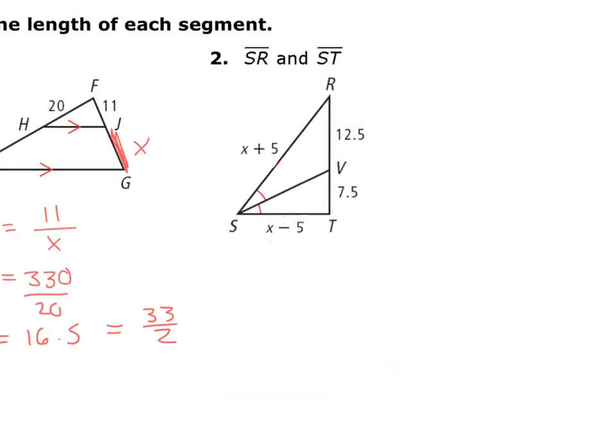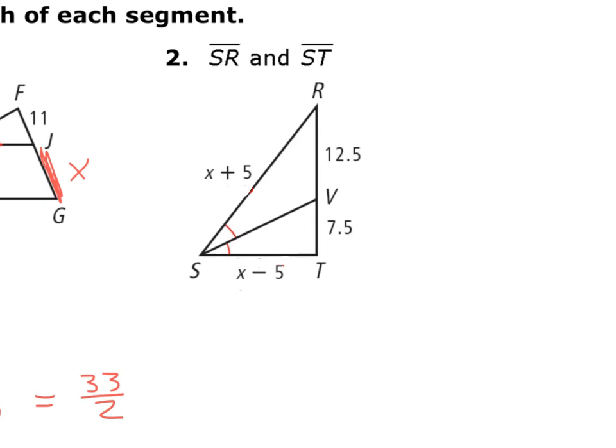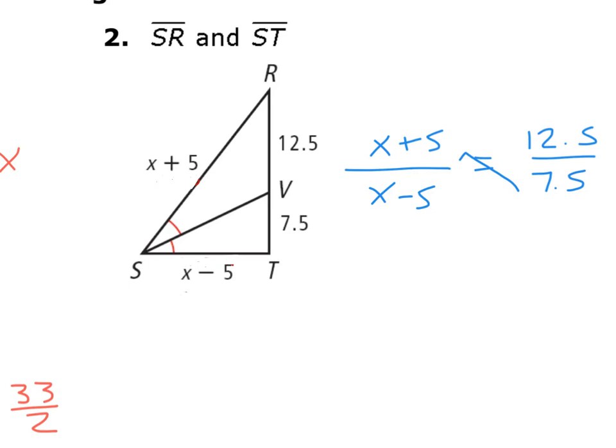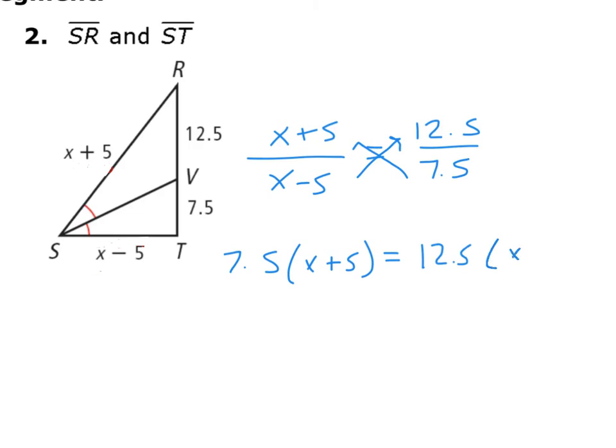Okay, let's do number 2. What proportion can we set up here? Allie. x plus 5 over x minus 5 equals 12.5 over 7.5. Perfect. So we need to cross multiply. And we get 7.5 times x plus 5 is equal to 12.5 times x minus 5.